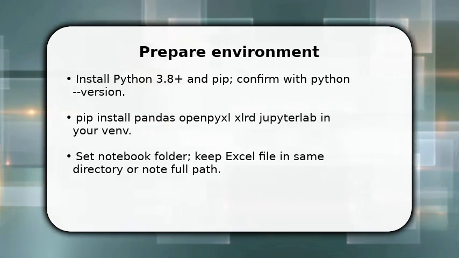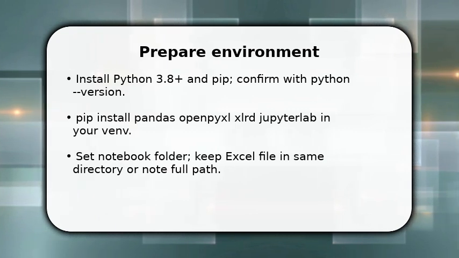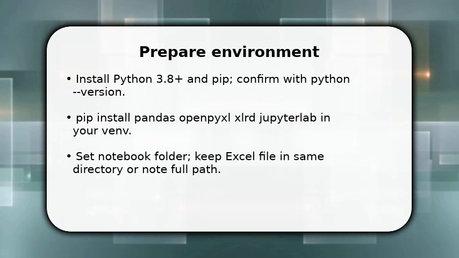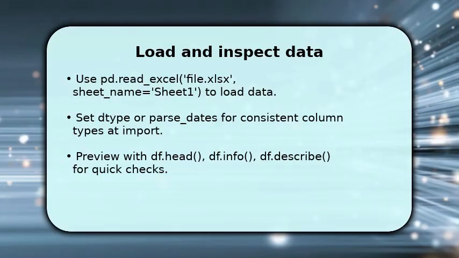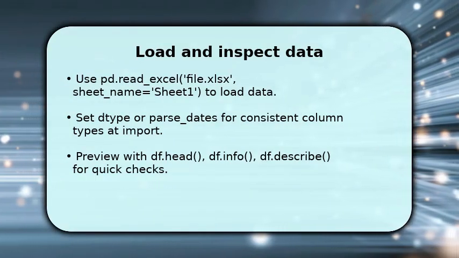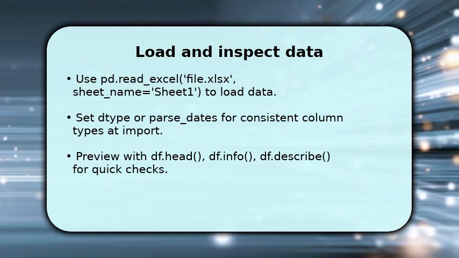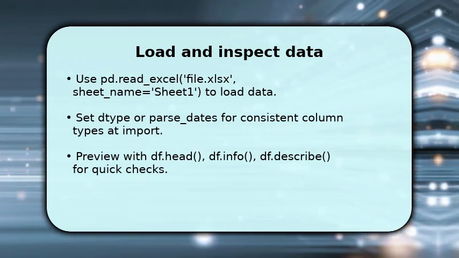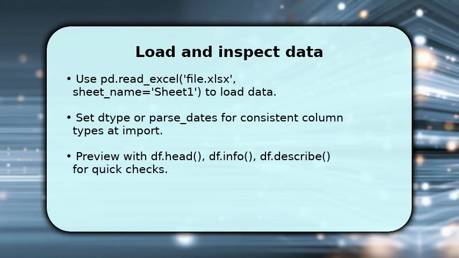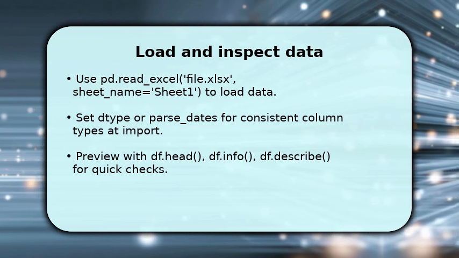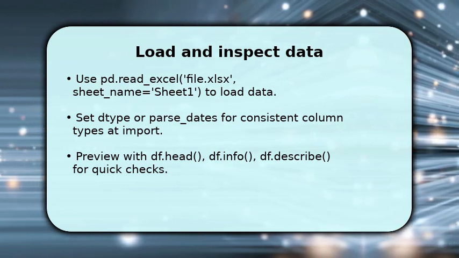You will now read the workbook and validate structure. Use df = pd.read_excel('your_file.xlsx', sheet_name='Sheet1') to pull the sheet into a DataFrame. If columns must be specific types, pass dtype={'col': str} or parse_dates=['date_col'] to control parsing. Once loaded, inspect with df.head(), df.info(), and df.describe() to see row counts, nulls, and types.